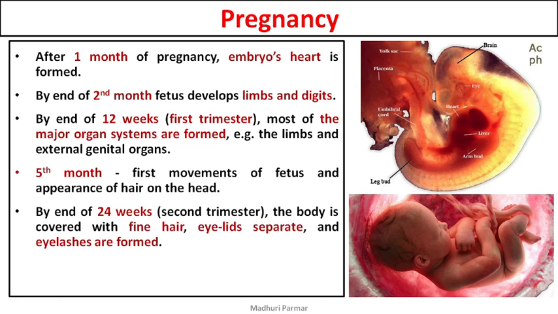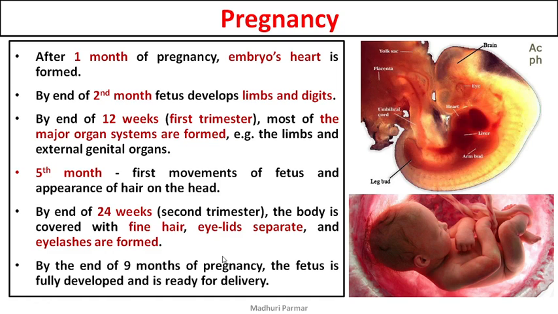By the end of 24 weeks, which is 6 months or the second trimester, the body is covered with fine hair. There is fine hair over all the body. The eyelids now separate, so the eye is well developed and the eyelids have separated a little, and the eyelashes are formed. By the end of 9 months, the fetus is fully developed and is ready for delivery.